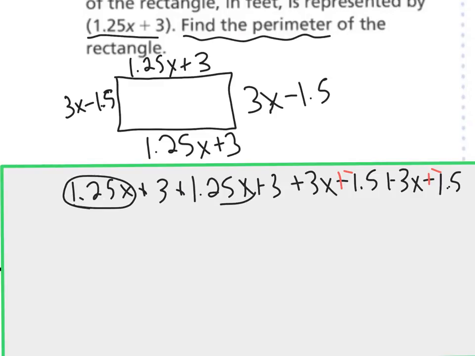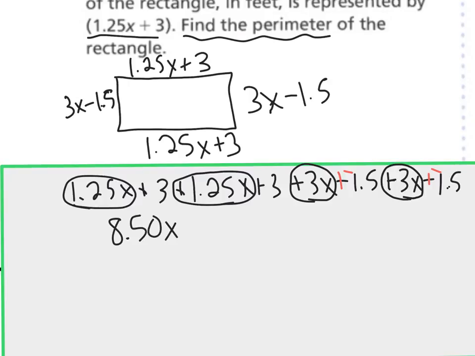So we've got 4 different x terms that we can combine together. Starting with the easier ones, with the 3's, we know 3 plus 3 is 6. $1.25 and $1.25 is $2.50. So 6 plus 2.50 should be 8.50, so 8.50 or 8.5x. And then we look at our constants, just the plain numbers.